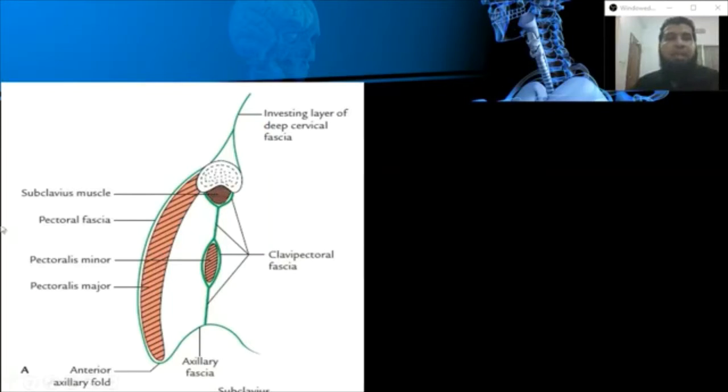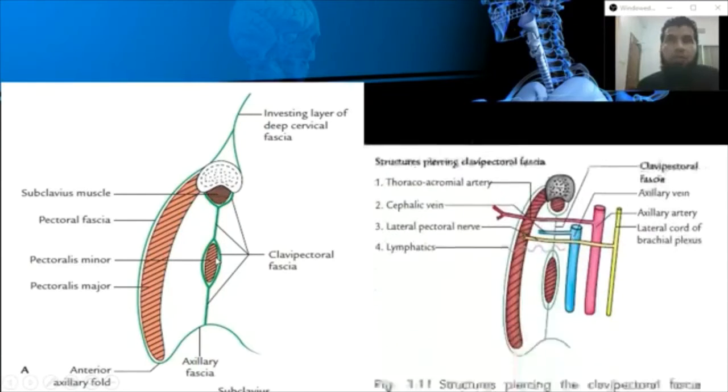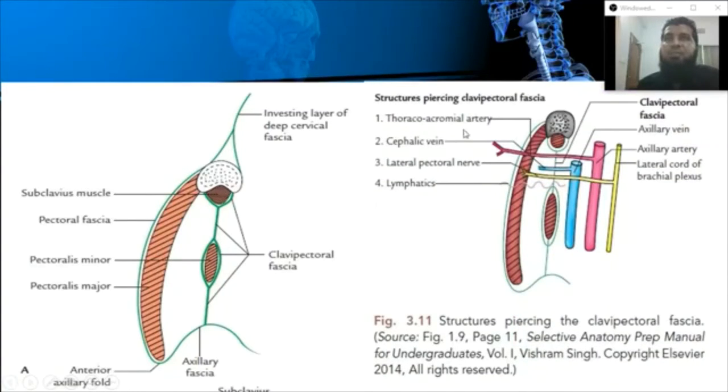So about clavipectoral fascia, this is the fascia which encloses two muscles actually, subclavius muscle and pectoralis minor muscle below, and after covering these muscles it will go and merge with the axillary fascia below and merge with the investing layer of deep cervical fascia above. So this is the clavipectoral fascia related to the clavicle and the pectoralis minor muscle. So moving on to the next slide, next figure.